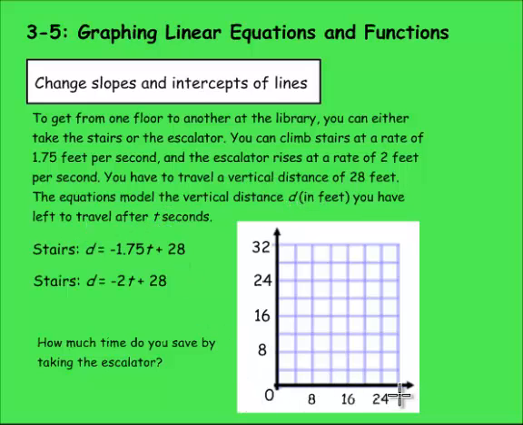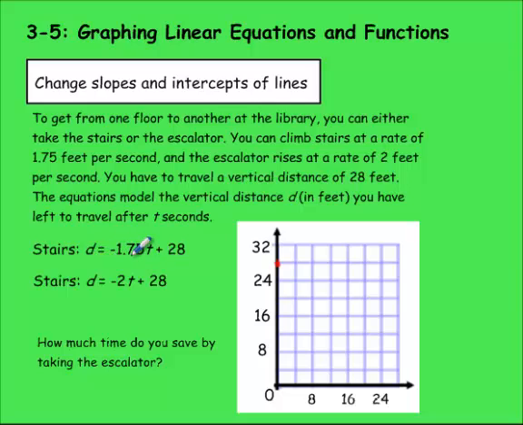So here's the seconds, here's the feet. Okay, so d equals negative 1.75 times t plus 28. So you start at 28 and then you get closer and closer to that 0 distance left as we go. Same thing with this one, d equals negative 2t plus 28. So you both start at 28. So let's graph that here. So here's 24, here's 32, so the middle of that would be 28. Let's graph that in red for the first one.